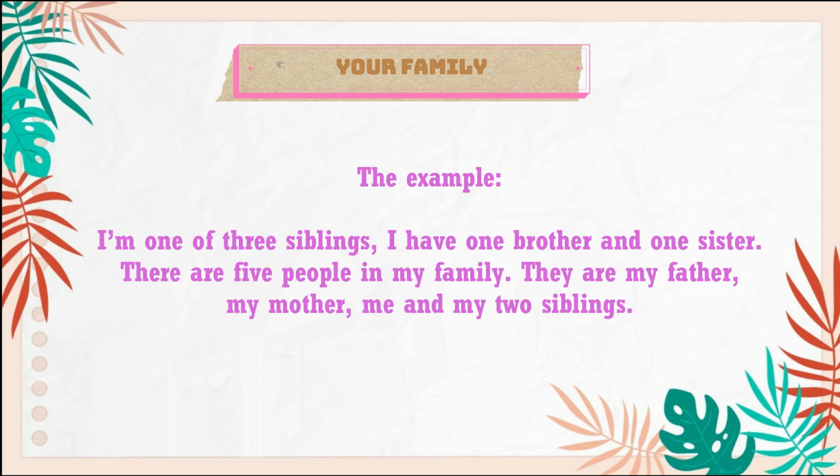Here is the example. I'm one of 3 siblings. I have 1 brother and 1 sister. There are 5 people in my family. They are my father, my mother, me and my 2 siblings.